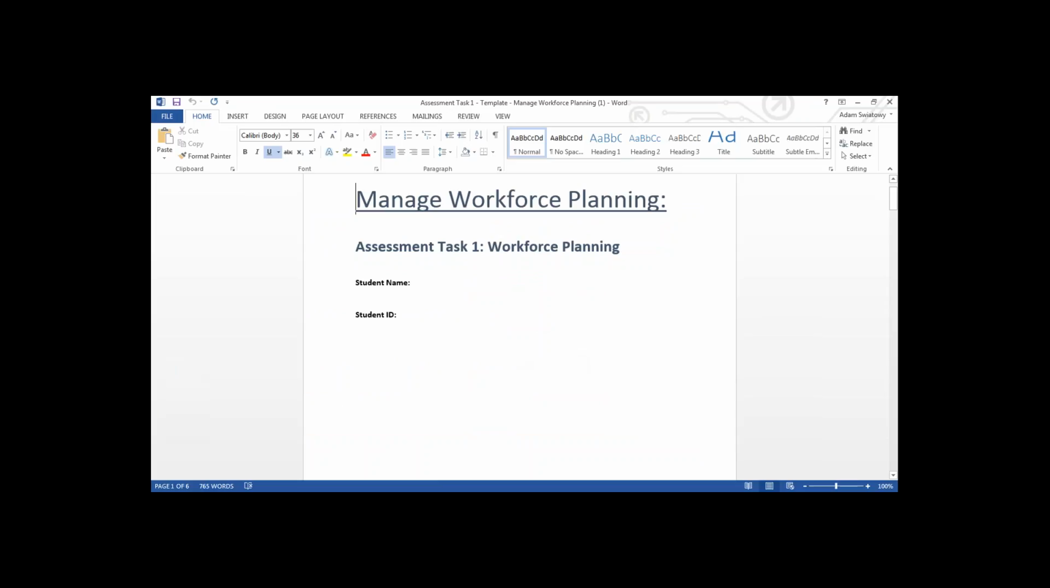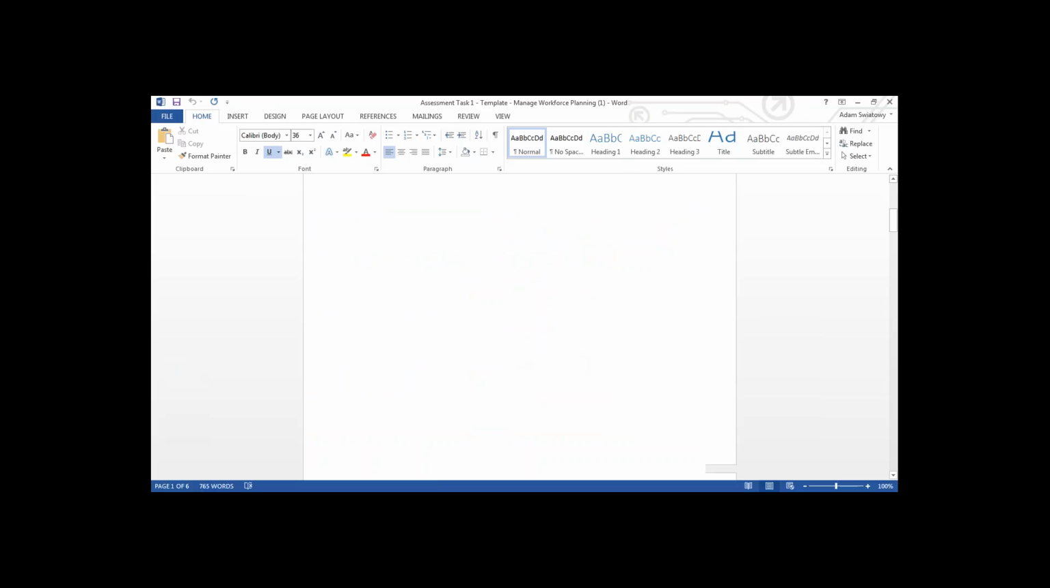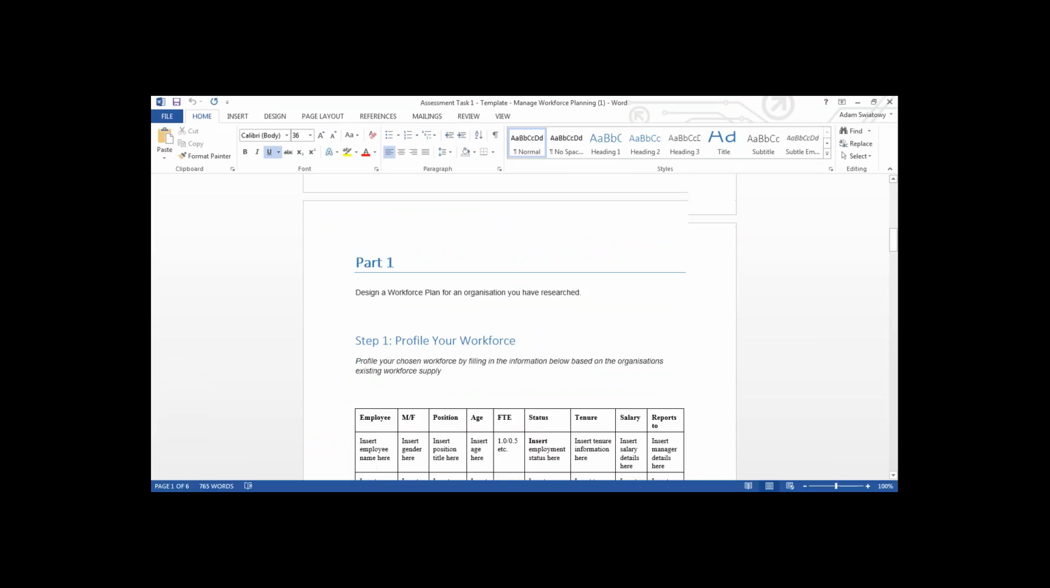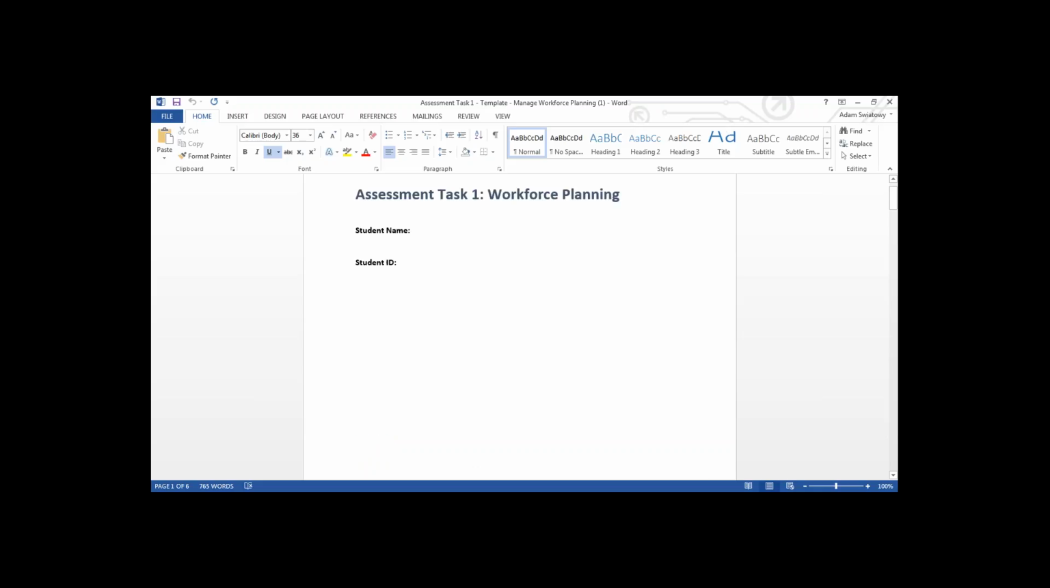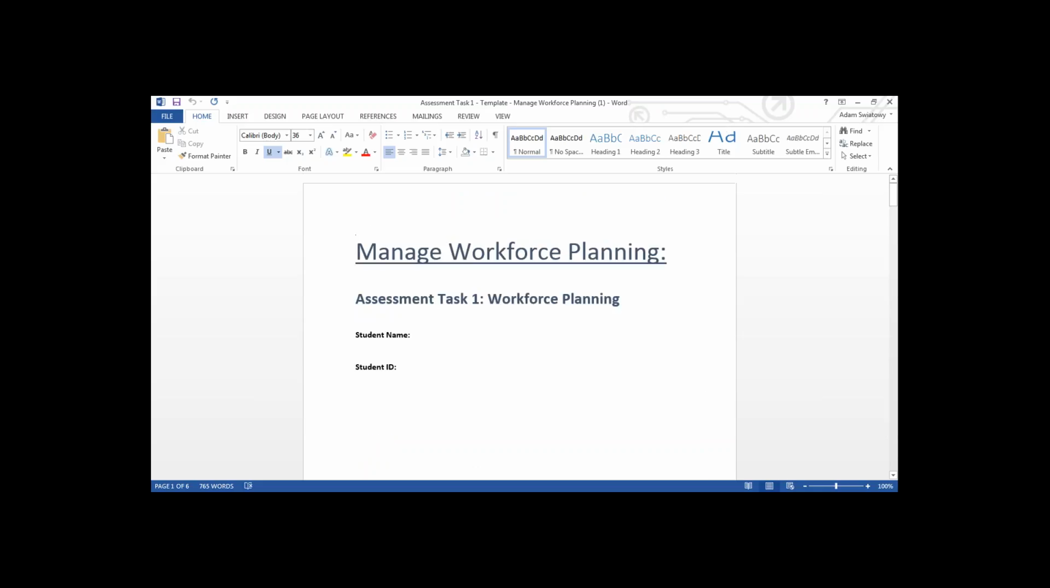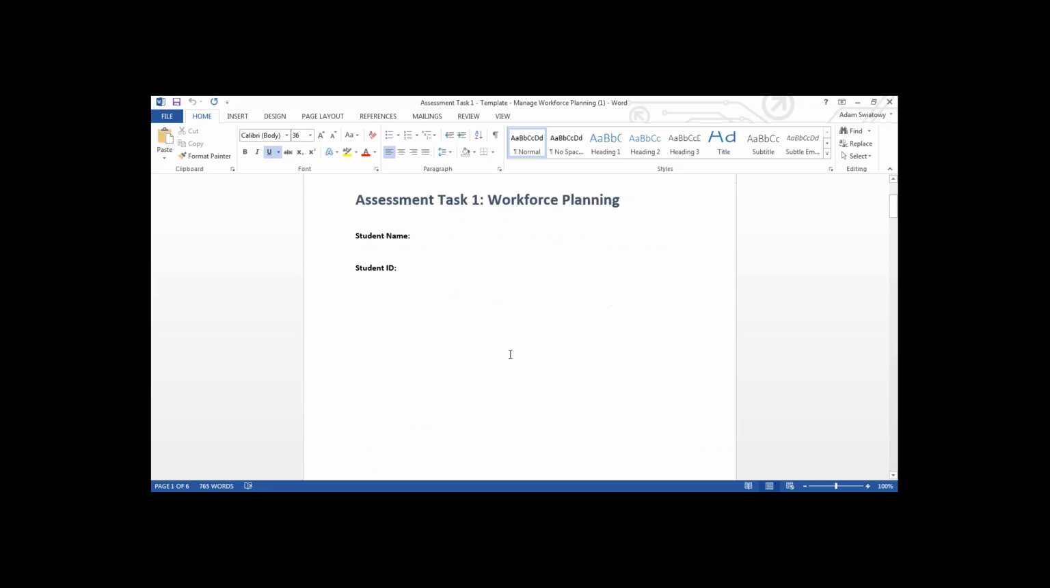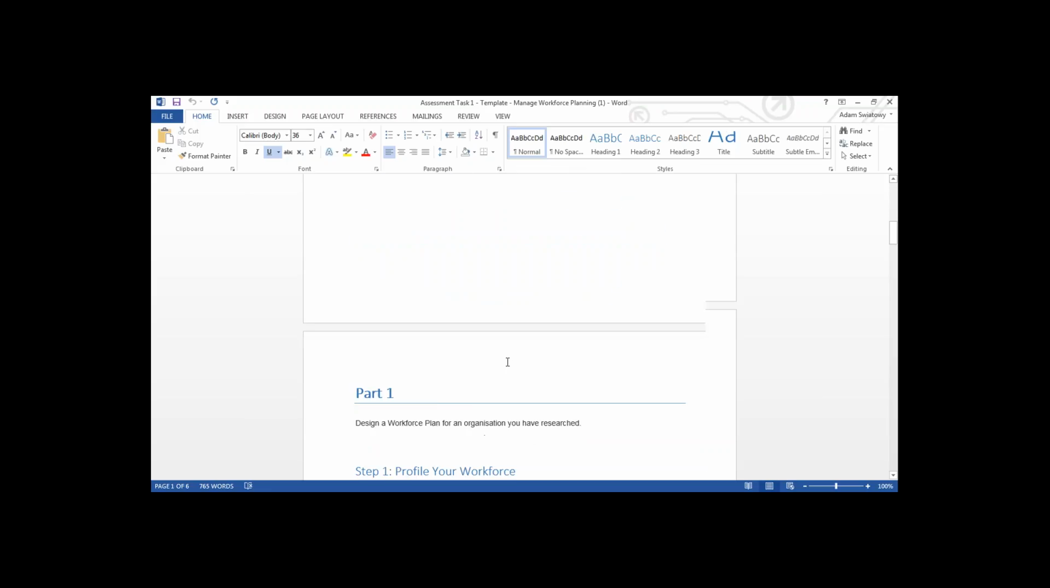This is just your front page. Pop your name and your ID in there on that first page. We don't really need the ID because we know who you are when you're submitting your work, but this is just good practice because this is exactly what you'll need to supply if you move on to higher education, if you move on to some other form of study after this as well. So it's just good practice to get into that habit of putting those details.